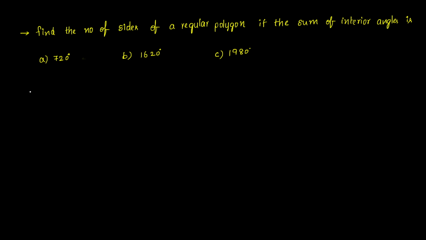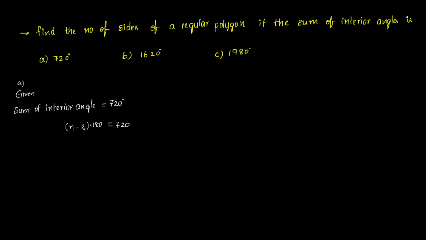Now the formula for sum of interior angles. Given the sum of interior angles is 720. What is the formula for sum of interior angles? n minus 2 into 180. That means n minus 2 times 180 should be equal to 720.